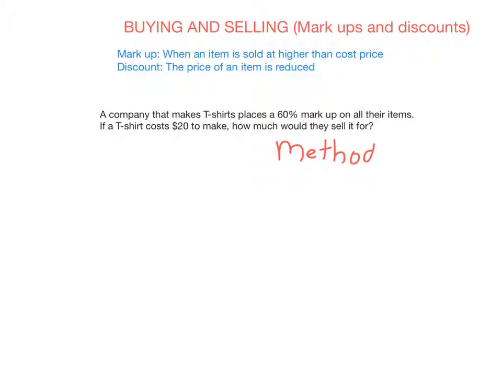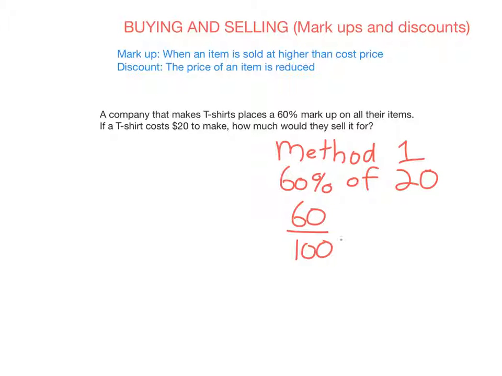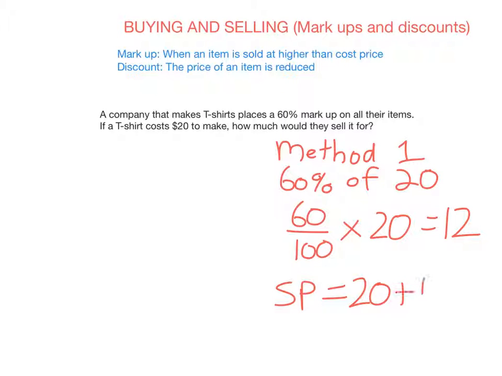The first way to do it is I find 60% of 20, so that will be the total value of the markup, and then I just add it to 20. You know how to do this. This is simple. 60%, 60 over 100, of means times, so 60 over 100 times 20, put it in your calculator, you get 12. So that means that this t-shirt is going to be marked up by $12, so therefore SP, for selling price, is going to be 20 original cost plus markup equals $32.